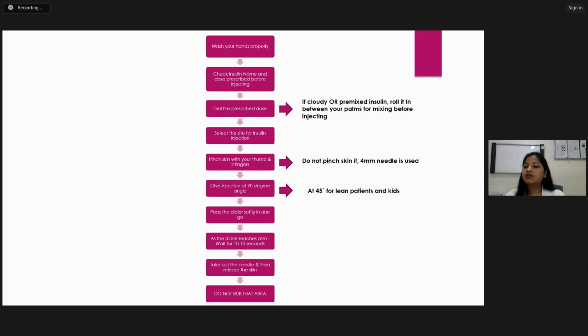Usually no blood comes out, but if there is a drop, like your needle touched a vein, you can just put a cotton on it and leave it. Do not rub that area.